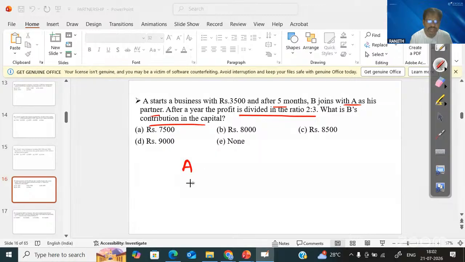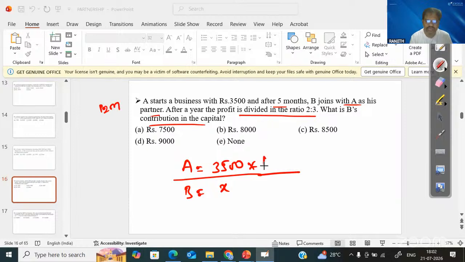Investment of A and B. Investment of A is equal to 3,500. Investment of B we don't know. After a year, the total time period is 1 year, that is 12 months. So A's time is 12 months. For B, after 5 months means 12 minus 5, which is equal to 7 months. He is in the business for 7 months.